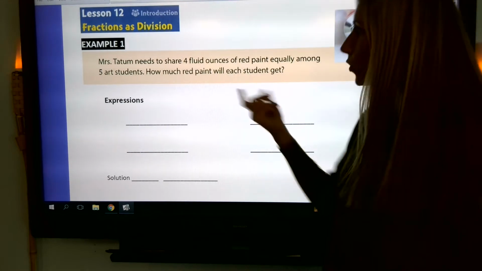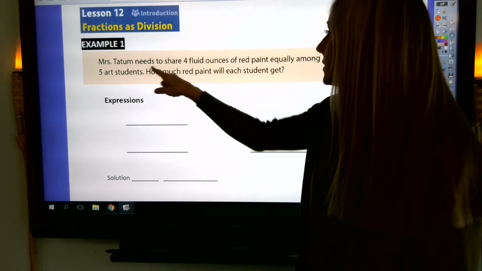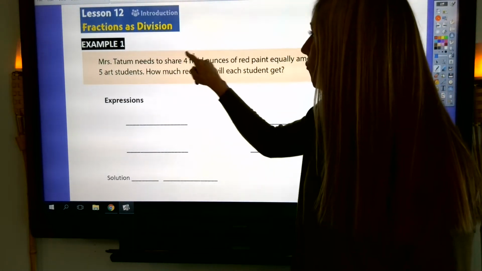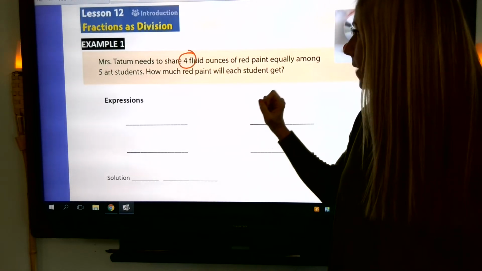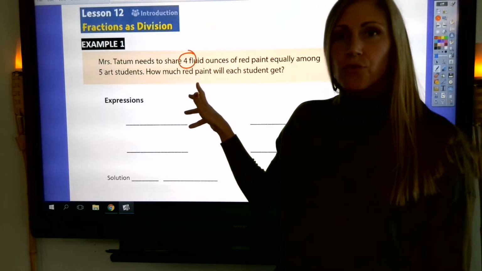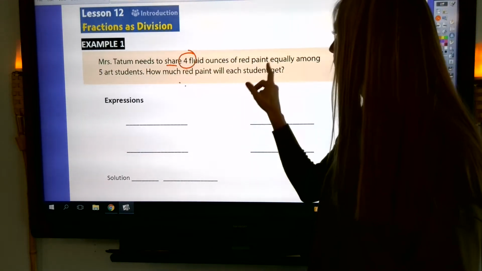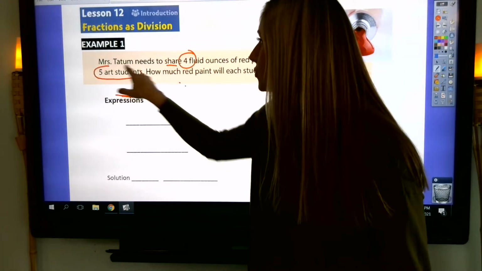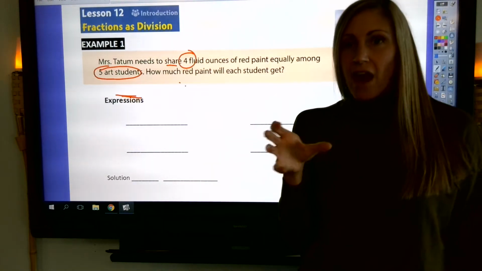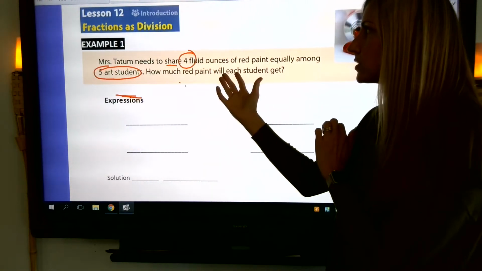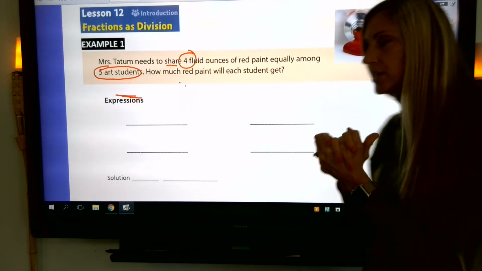So first I would note, what do we know? What do we have? So we have 4 fluid ounces of red paint. What's happening to this 4 fluid ounces? Well, it's being shared. We're sharing it equally among 5 art students. So knowing that 5 is students and the 4 is the fluid ounces is going to be important to identify.